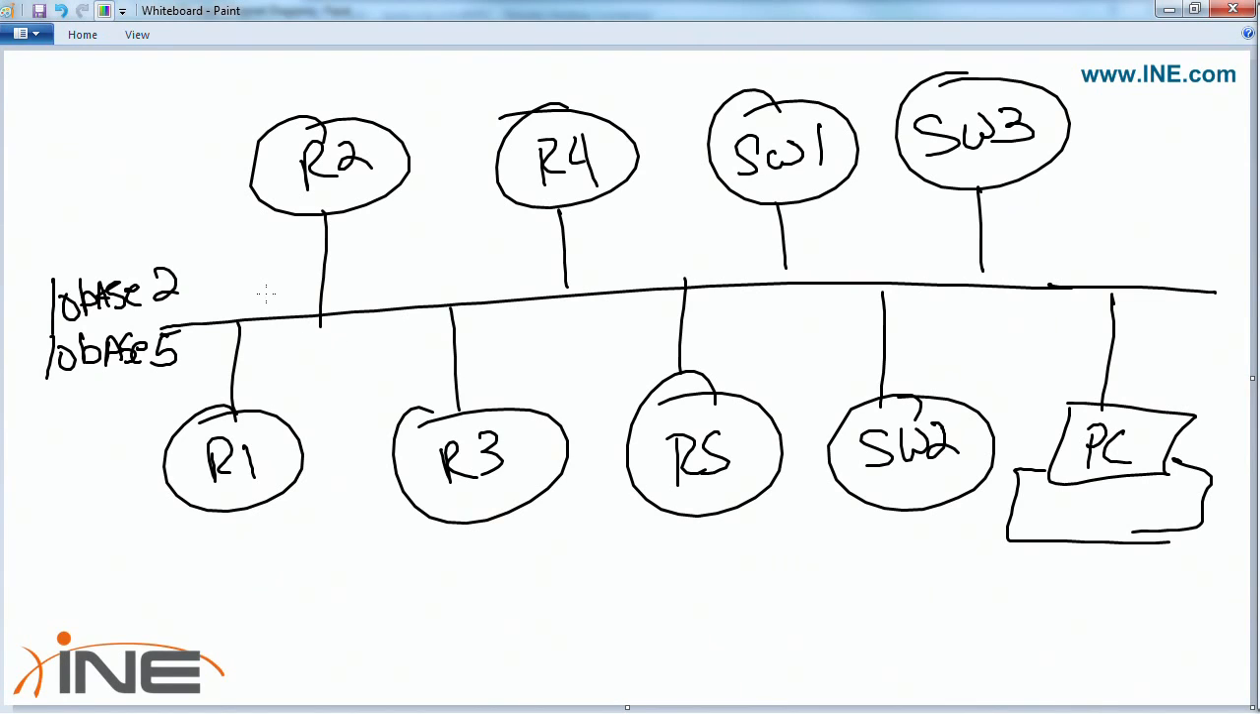But in today's network diagrams, usually this is used to show a VLAN, that they're in the same VLAN, which means they're going to be in the same IP subnet.